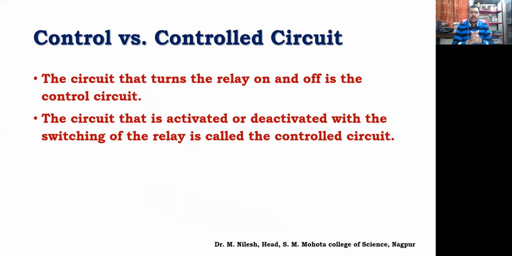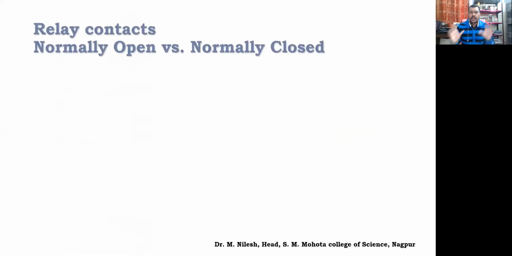The circuit that turns the relay on and off is called a control circuit. We have to design that particular DC circuit also. And the circuit that is activated or deactivated with the switching of the relay is called the controlled circuit. So these are two separate circuits. One is called the controlling circuit or control circuit, which is a DC supply actually, and the controlled circuit is actually the bulb which I have shown you in the working of a relay. So that bulb is the controlled circuit, whereas that DC battery circuit is the controlling circuit.